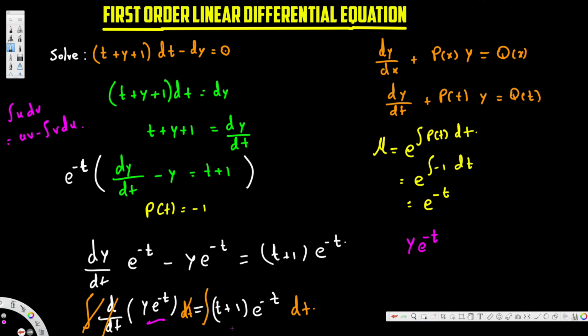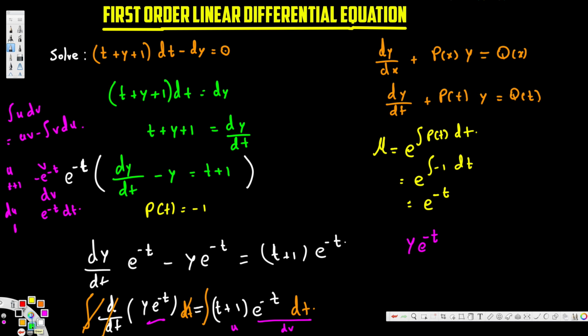Now let's go ahead and pick this one as u, and I'm going to pick this whole thing as dv. So u is equal to t plus 1 and dv is equal to e^(-t) dt. Now first we have to find du, because in this equation we need du. If you find the derivative of this one, that's just 1, so du is just 1. And if we integrate dv, we get negative e^(-t), because e^(-t) divided by negative 1 is negative e^(-t).